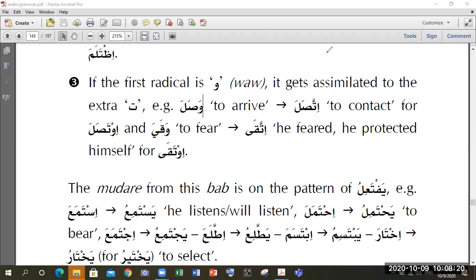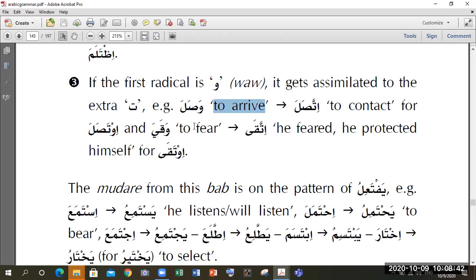Excuse me, miss, can you please repeat the third one again? I couldn't quite understand. Yes, the third rule is only one rule, only in the case of wow. If the first letter is a wow, in any root word, the example given was wasala, to arrive.